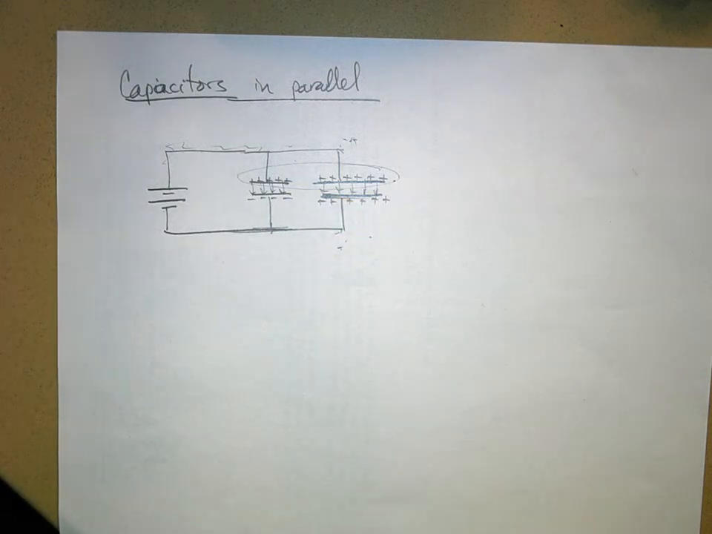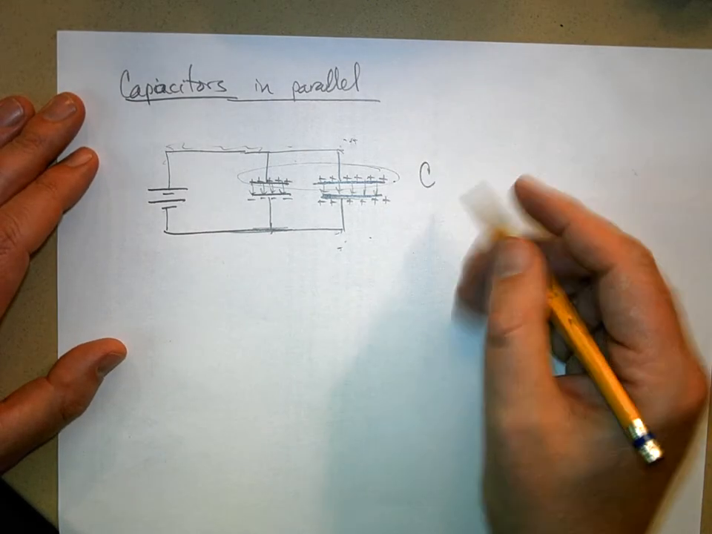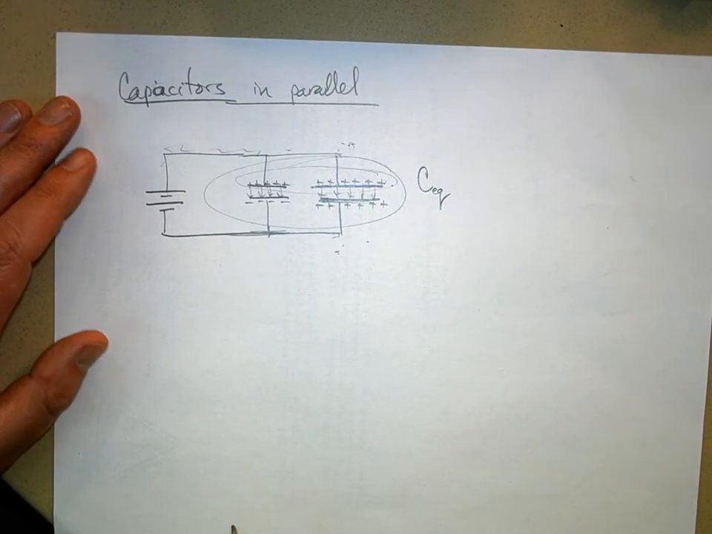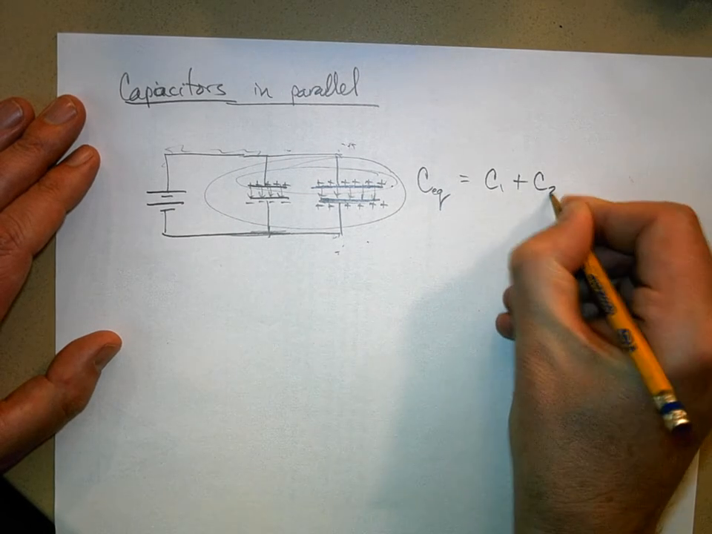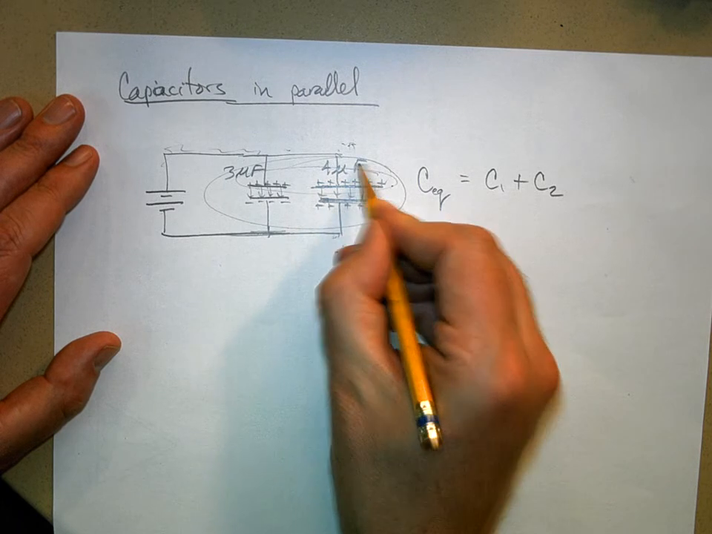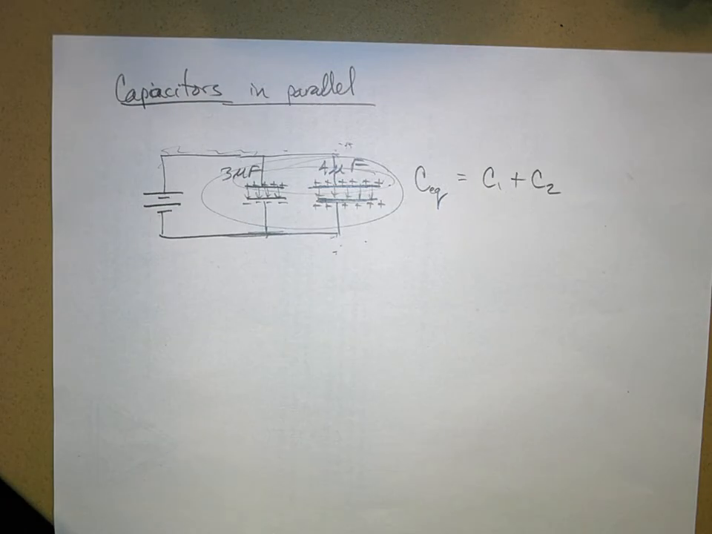So we said that capacitors in parallel just add. The equivalent capacitance, in other words, what one capacitor could I replace those two with, is just C1 plus C2. Like this is 3 microfarads, maybe this is 4 microfarads, so this would be a total of 7 microfarads. You just add them together, easy. And it's not just easy, it makes sense.